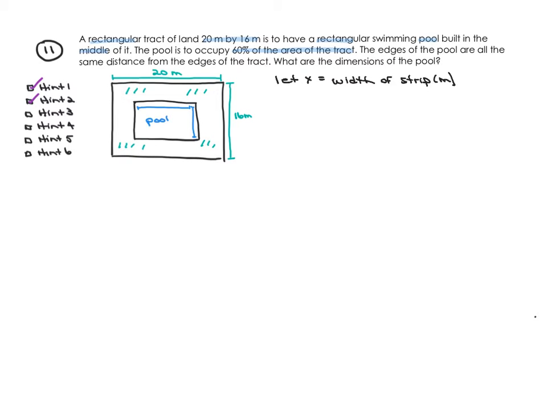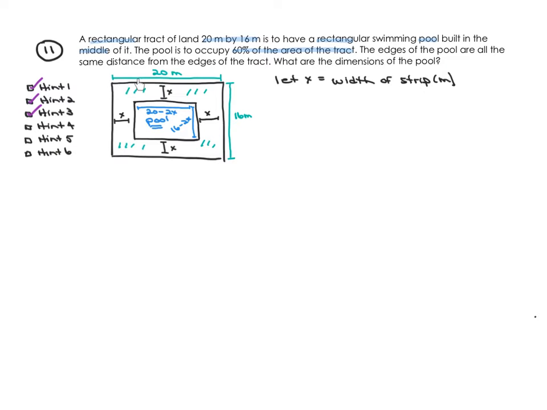All right, now that we've defined this variable, pause me and add that variable and any other additional information you can to your diagram. I've added a few more pieces to my diagram. First, I know all of these widths. This is sort of what I'm thinking of as a strip of land. Those are all the same. They're x. So now I have enough information to figure out the dimensions of the pool.